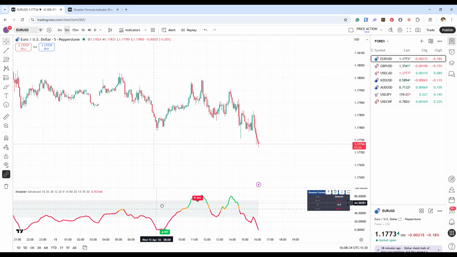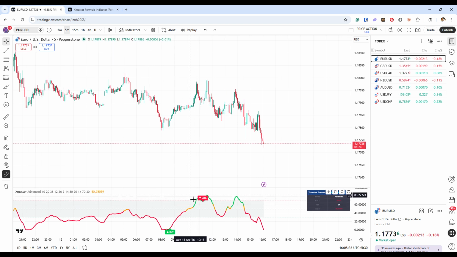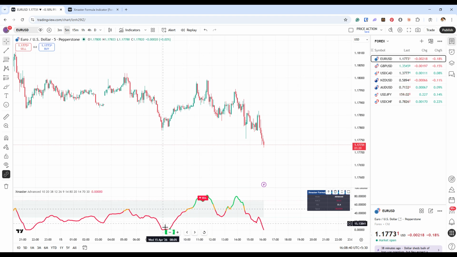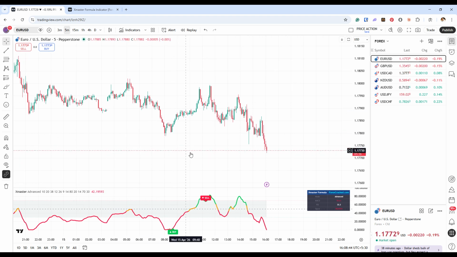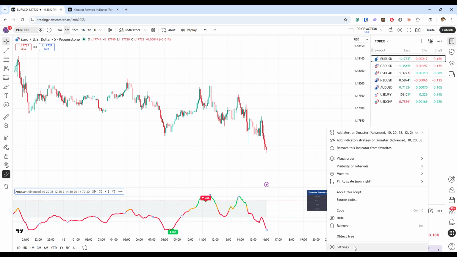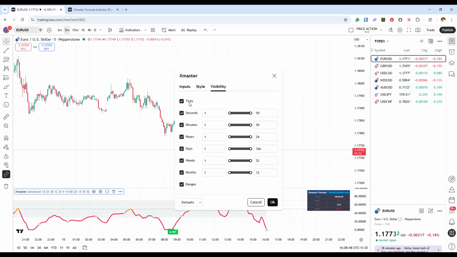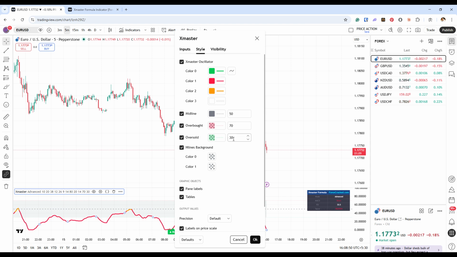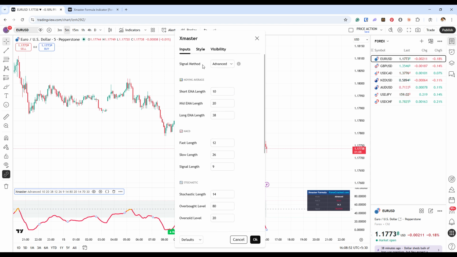In advanced mode, a signal only fires when all 5 indicators agree at the same time, and it does not repaint. You can tweak every parameter: EMA lengths, MACD settings, stochastic, and RSI thresholds. Switch between standard mode for more signals or advanced mode for higher accuracy.